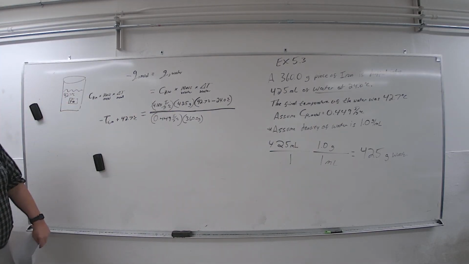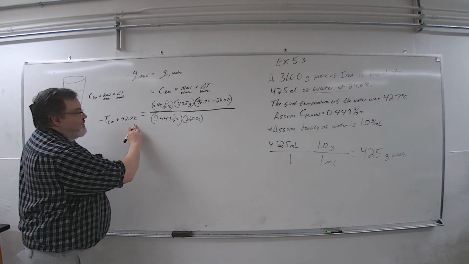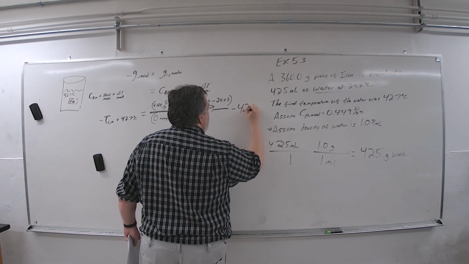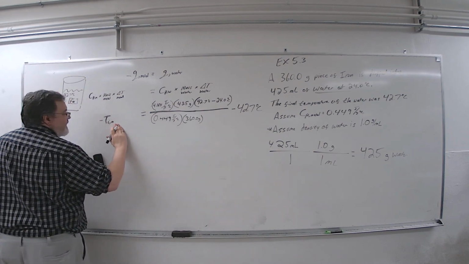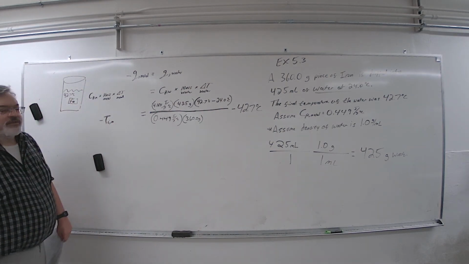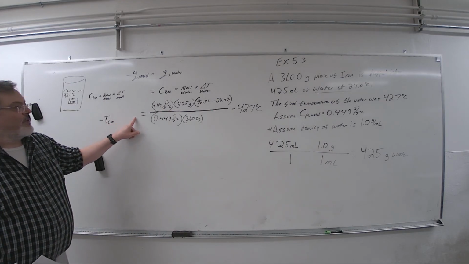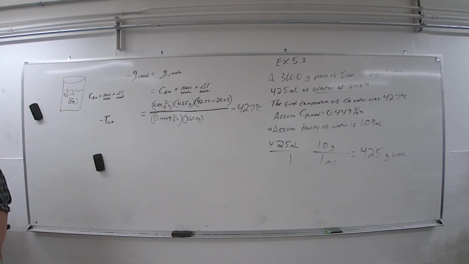Now I'm going to subtract 42.7 from both sides. Minus 42.7. And I'm down to there. Negative temperature initial equals all of that. You still with me? You can do your algebra different if you want. But I had plus 42.7 here, so I just subtracted 42.7 from both sides to show you how fancy I can get with algebra.